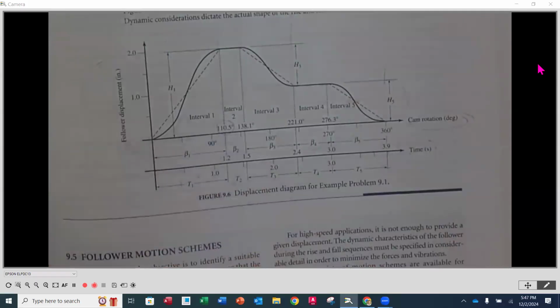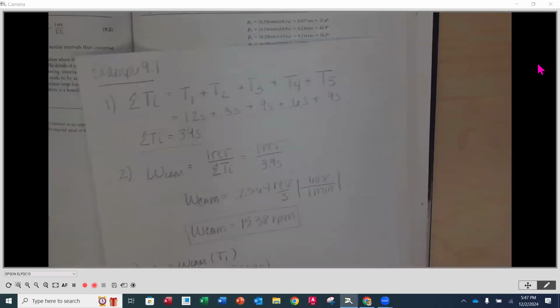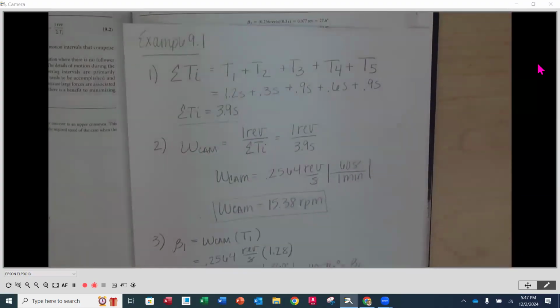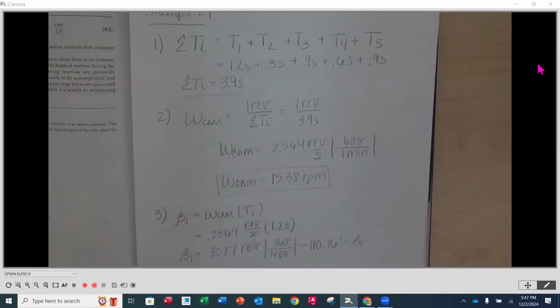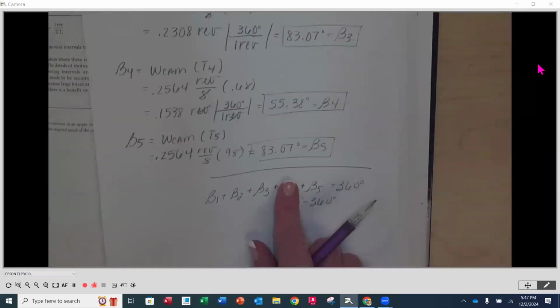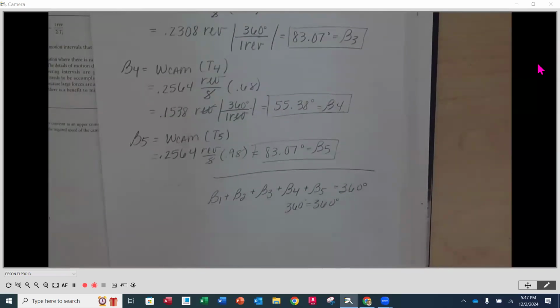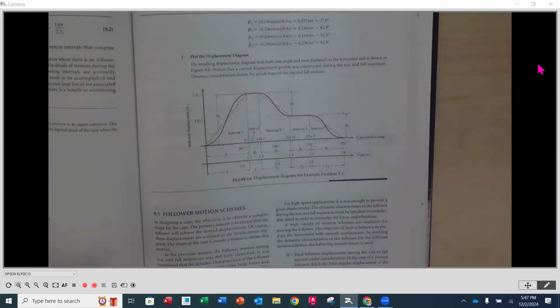All right, so any questions kind of as we look at just kind of the basics of what you'll construct? You don't have to construct this one. All you need to submit for example number 1 is going to be the work that we did in these first 3 steps. Step number 1 is the total time. Step number 2 is the angular velocity of our cam. And step number 3 were the individual betas 1 through 5, and then showing that they added to 360 degrees. Okay. All right. That's all that you have to do for that example. And then we're just introducing the diagram here.